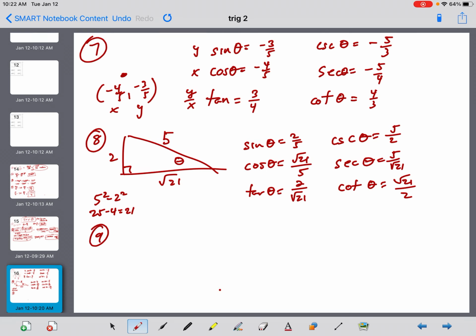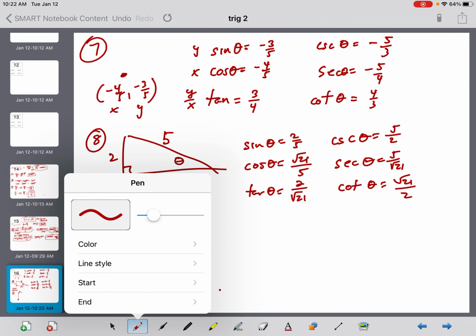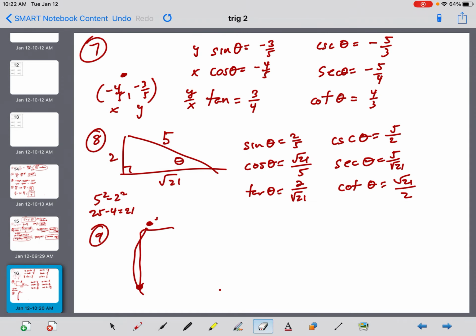Number 9. So we've got 5, negative 12. If I draw over 5, down 12... I drew that incorrectly. I want to go 5 to the right and down 12. Let me redraw that real quick. So I'm going to go 5 to the right and down 12. So 5, negative 12. Put my right angle here. Here's my theta. So this is the point 5, negative 12.